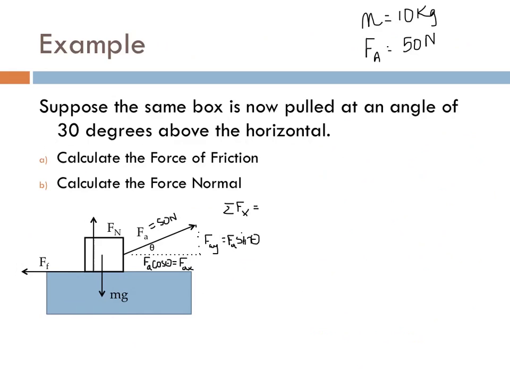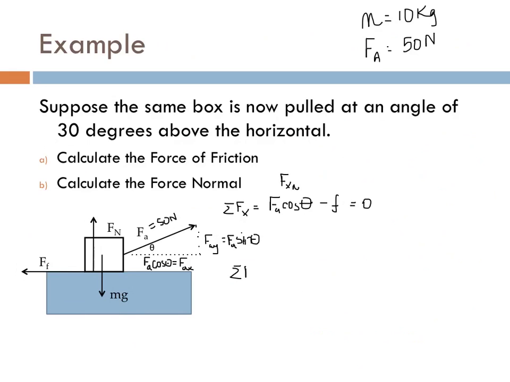So, again, to write the sum of the forces in the x direction, I want to do force applied, cosine theta. Again, this is my force in the x direction, minus friction. Again, that is equal to 0 because my sum of the forces in the x direction has to be equal to 0 in order for this object to be moving at a constant speed.